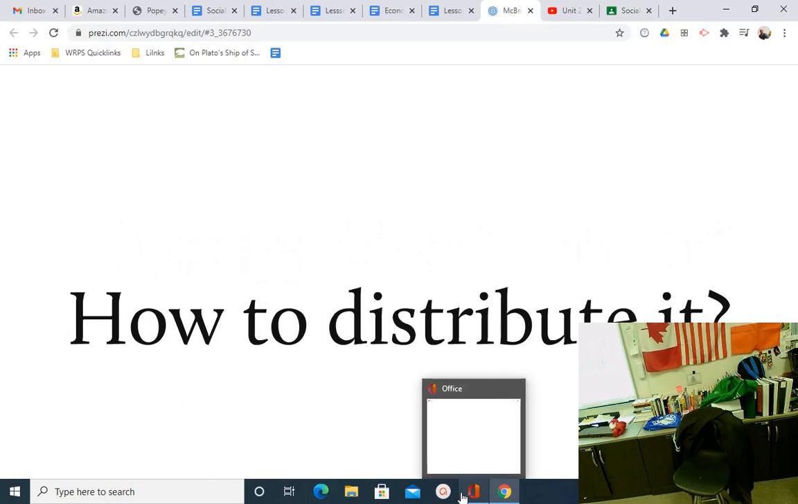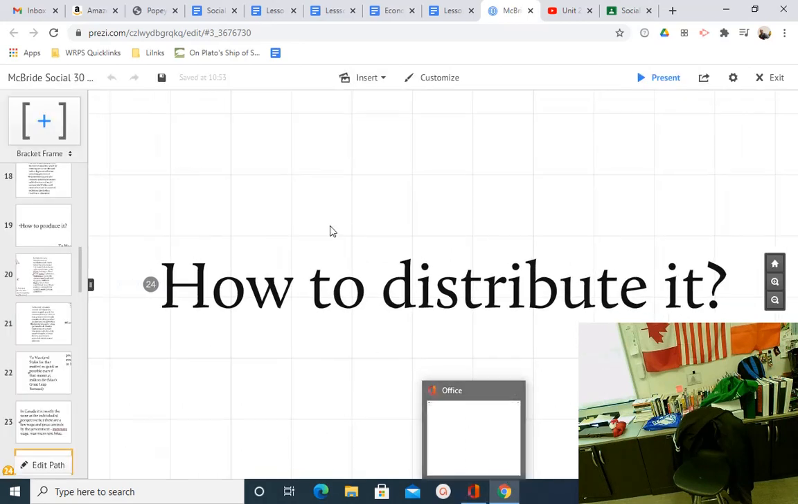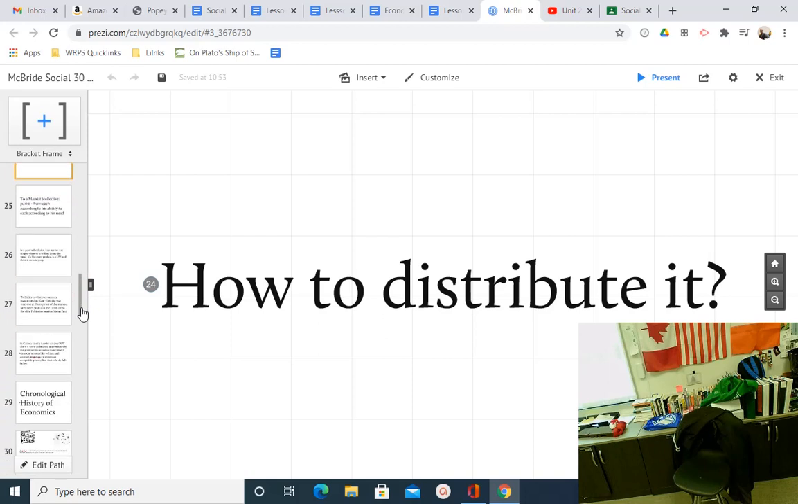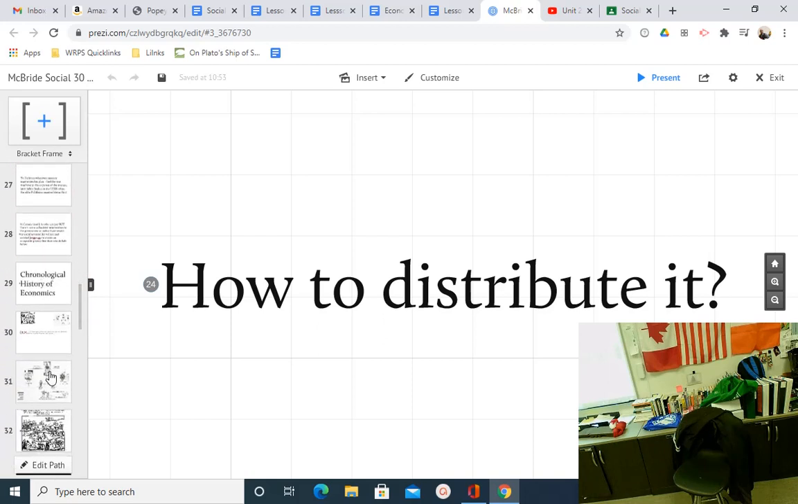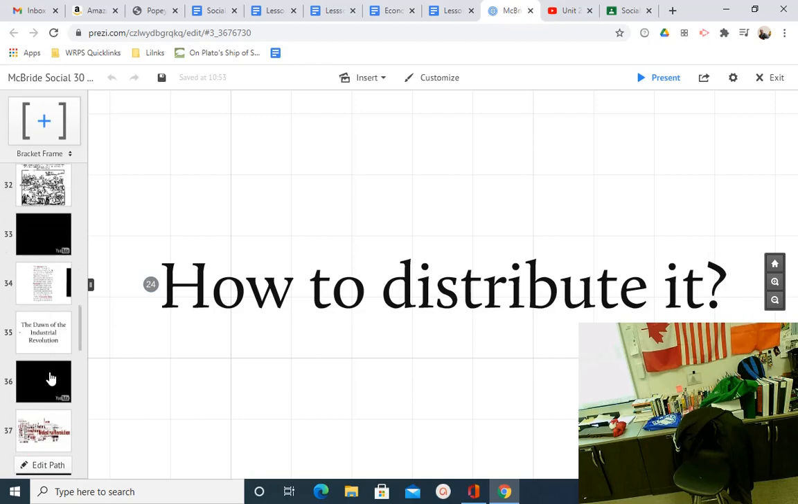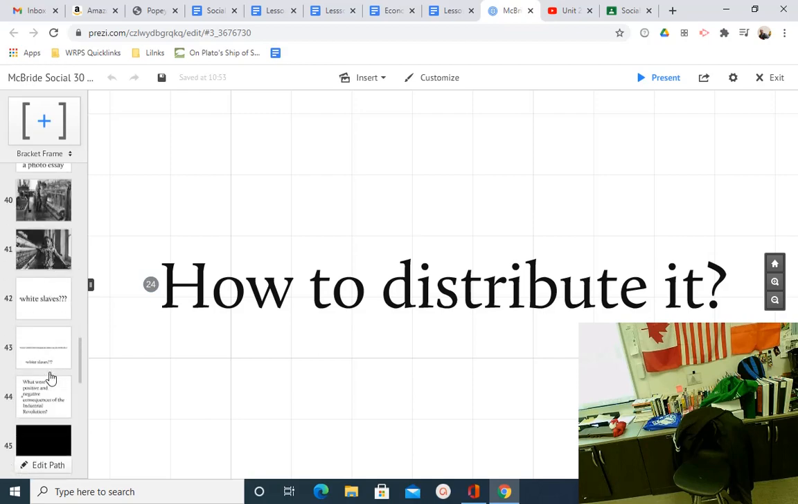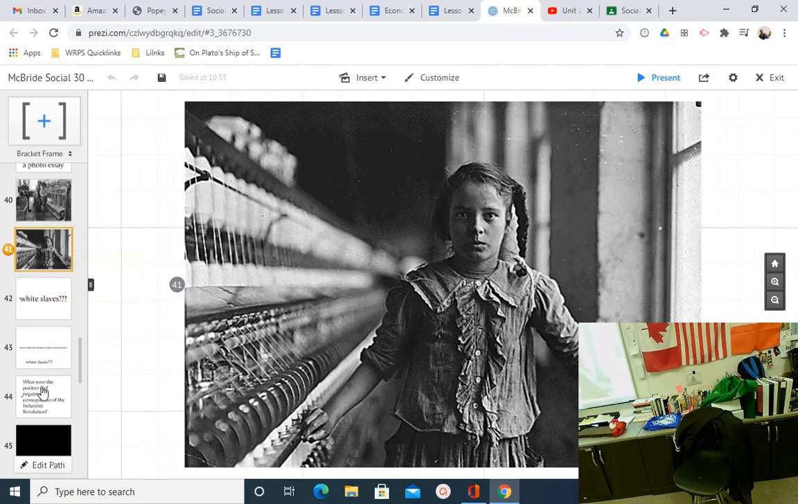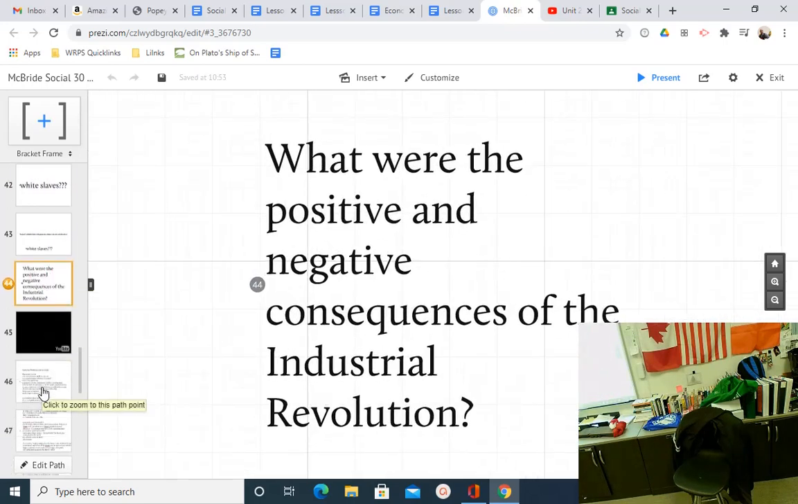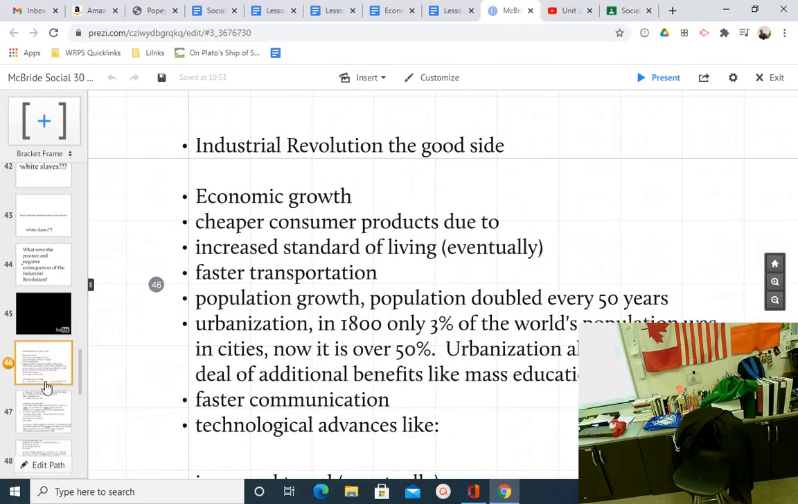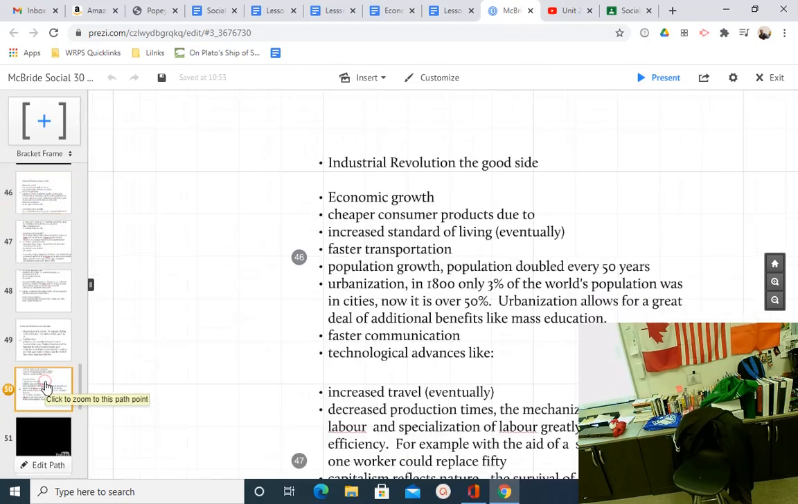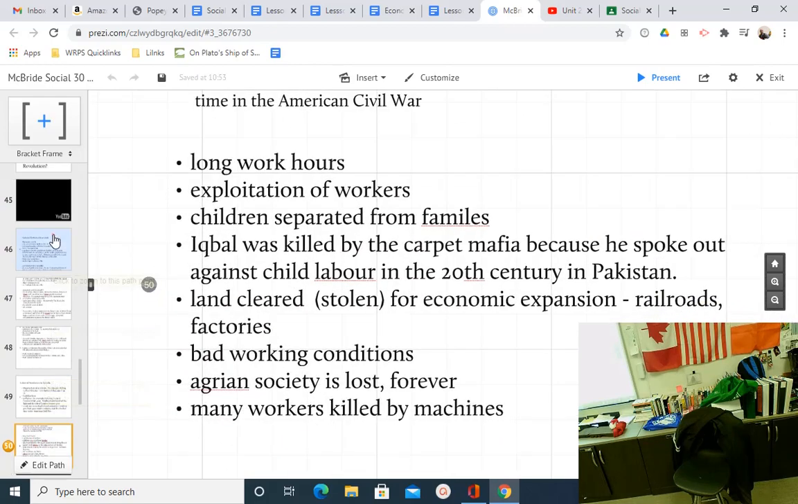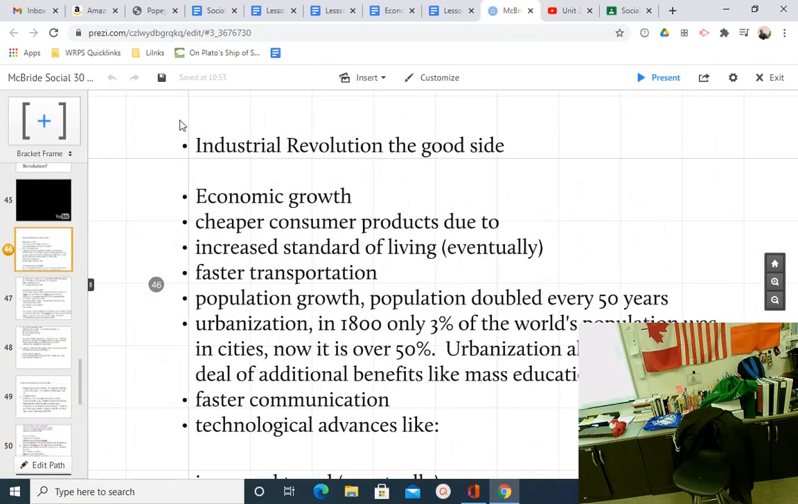So that's an introduction to economics. This Prezi is going to go a little bit further and talk about some chronological history of economics. It goes back to feudalism. Then there are some photos in it, including children that were used in slave-like conditions during the Industrial Revolution. Then there's going to be some evidence about what was good and what was bad about the Industrial Revolution. So there are some more notes included in this. But let's stop there and make sure that you guys understand the three basic economic questions so far before we continue.